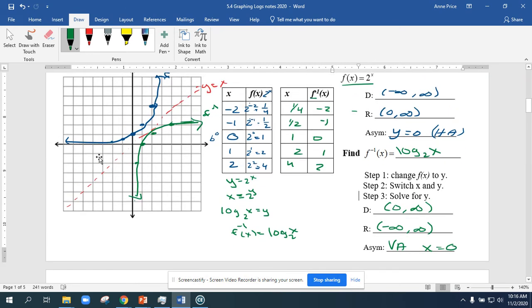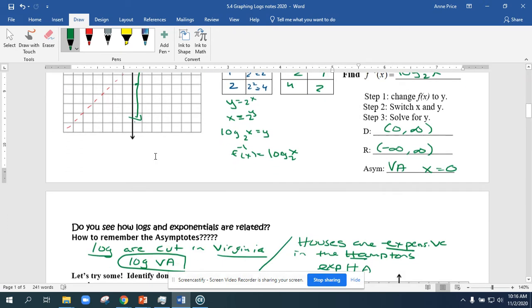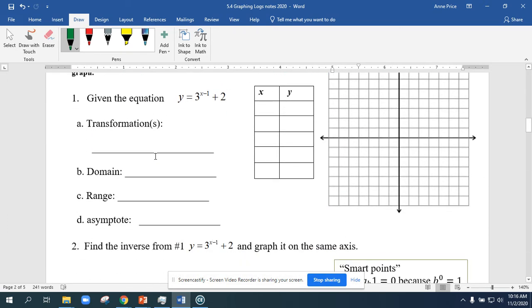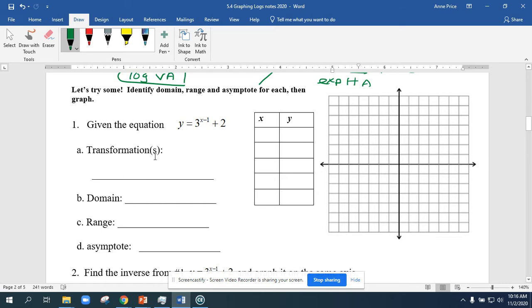The blue function, the exponential function, can never dip below 0, so the logarithmic function can't ever go beyond 0 for the x values. So they do switch, but it's not both ways. All right, let's go ahead and take a look at our next example.